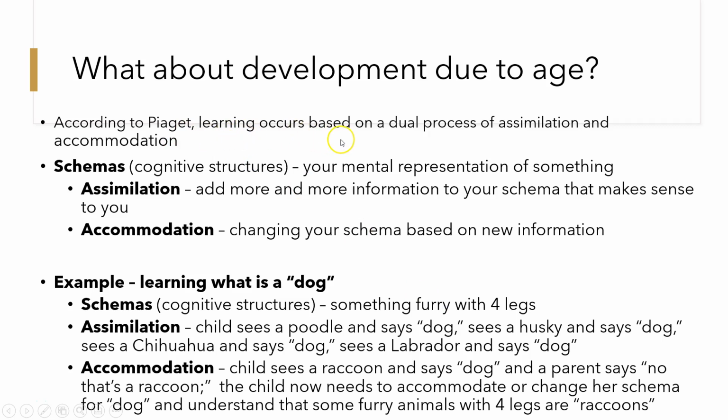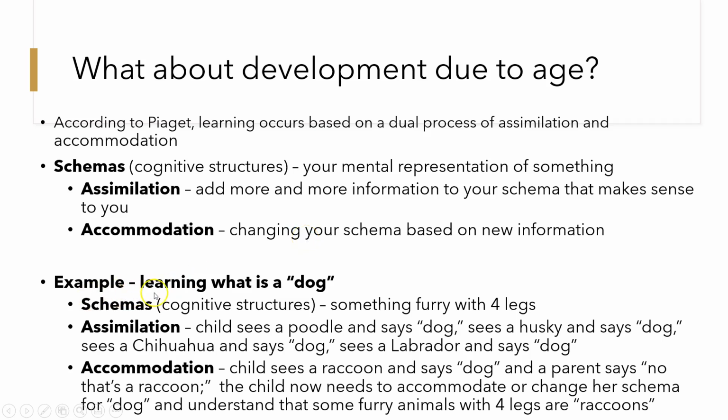Piaget says learning occurs based on this process of what's called assimilation and accommodation. So we all have schemas or cognitive structures, which is your mental representation of something. And even when we're very young, we have these cognitive schemas in Piaget's perspective. The process of assimilation is adding more and more information to your schema that makes sense to you. And then accommodation is changing your schema based on new information.